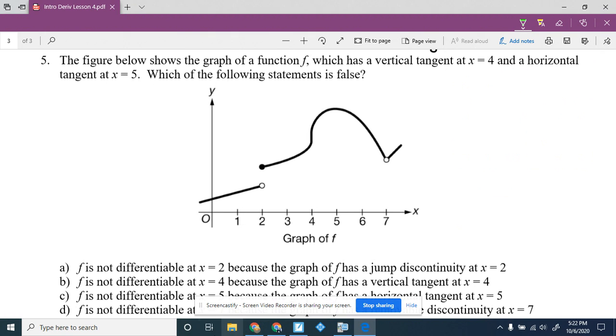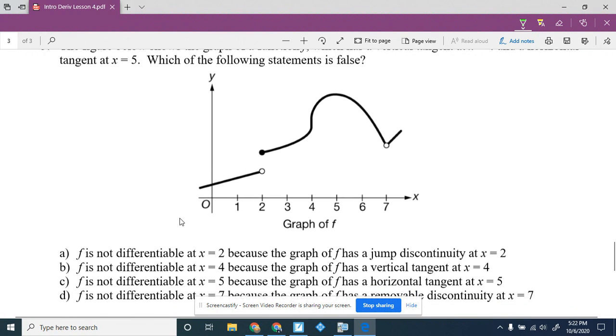That's all right. Okay, so now let's look at the choices. It says f is not differentiable at x equals 2 because the graph has a jump discontinuity. Well, that's true. If you're not continuous, you can't be differentiable. It says which of the following is false, so that one's true. F is not differentiable at x equals 4 because the graph has a vertical tangent. Well, that is true, right? Vertical tangents are points of non-differentiability. There'd be no slope there. So that is also true.